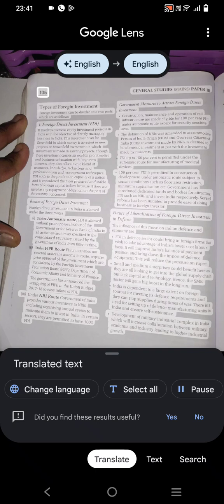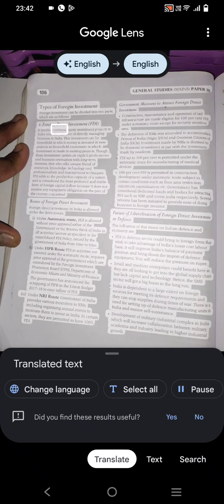106. General Studies, Mains, Paper 3. Types of foreign investment. Foreign investment can be divided into two parts, which are as follows. 1. Foreign direct investment, FDI.